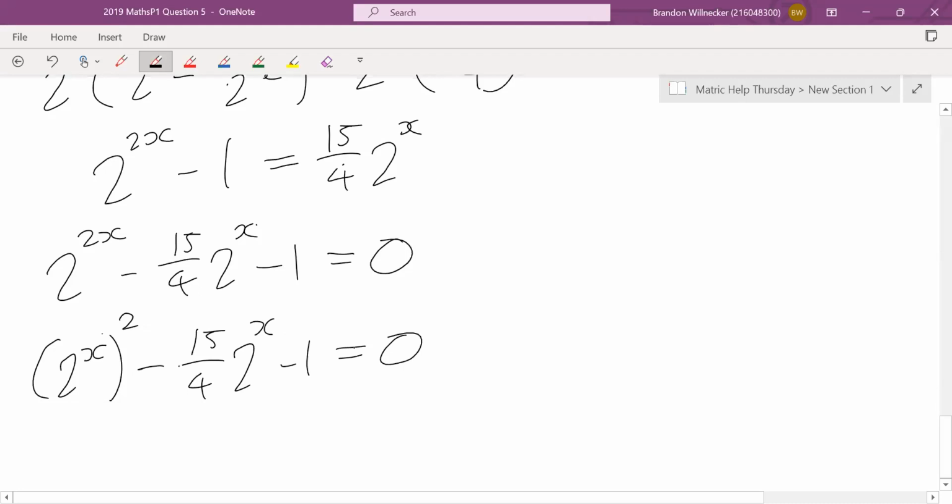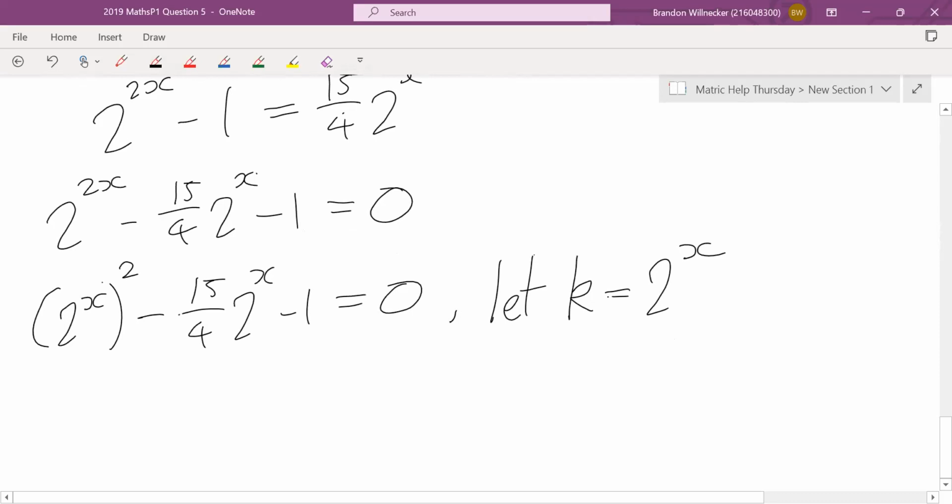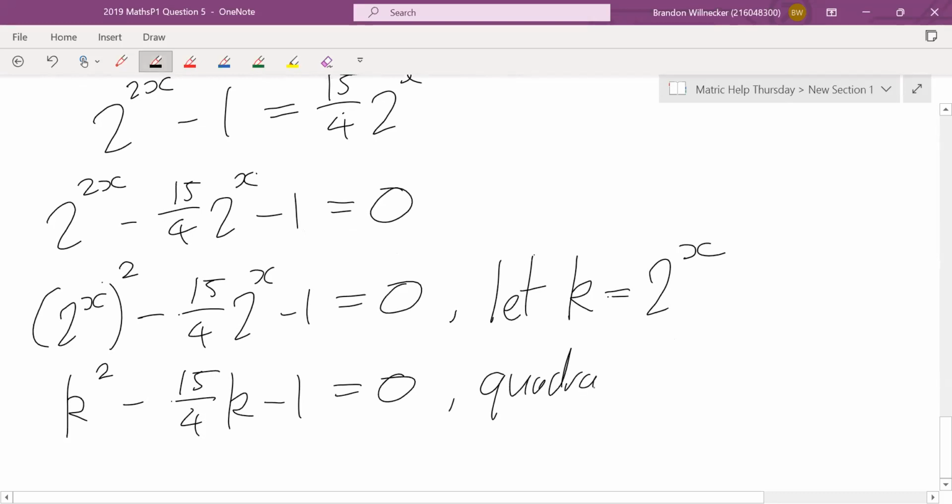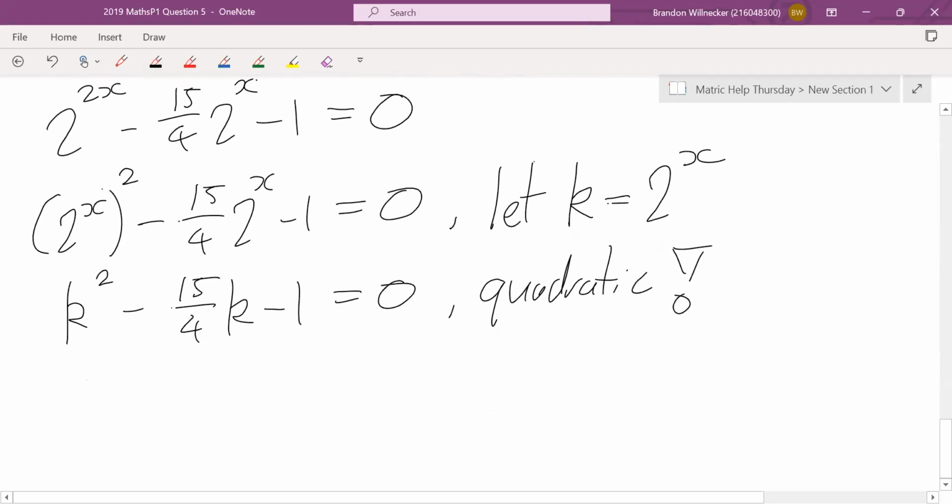Okay, so why did I do that? Well, now, if you just block out 2 to the x, this looks very quadratic. So let's just emphasize that by choosing another variable, let's say k. So letting k be equal to 2 to the x, we arrive at k squared minus 15 over 4k minus 1 is equal to 0. Now this is much clearer. This is just a quadratic. Yeah, we know how to handle quadratics.